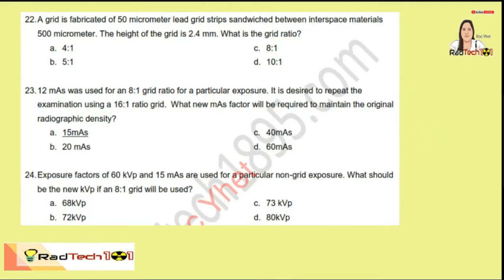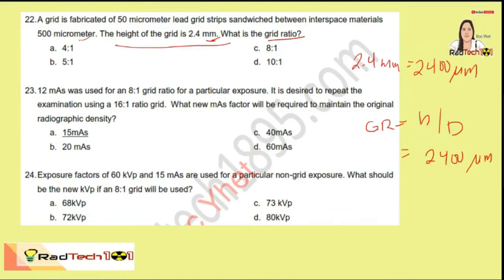Next, a grid is fabricated of 50 micrometer lead grid strips sandwiched between interspace materials of 500 micrometer. The height of the grid is 2.4 millimeter. So, let us first convert millimeter into micrometer. 2.4 millimeter is equivalent to 2,400 micrometer. The formula for our grid ratio is equal to height over distance. So, the height is 2,400 micrometers divided by the distance between the interspace materials, that is 500 micrometer. The micrometer cancels, so this will be 4.8. This means our grid ratio is 4.8 to 1. There is no 4.8 among the choices, so the closest when we round off is 5 to 1.